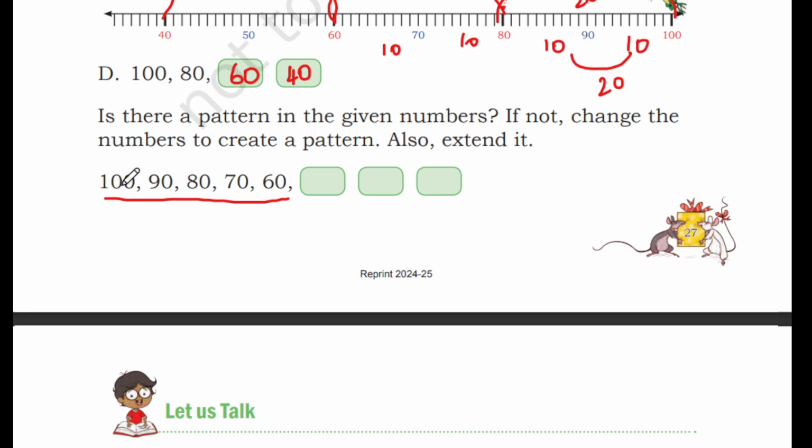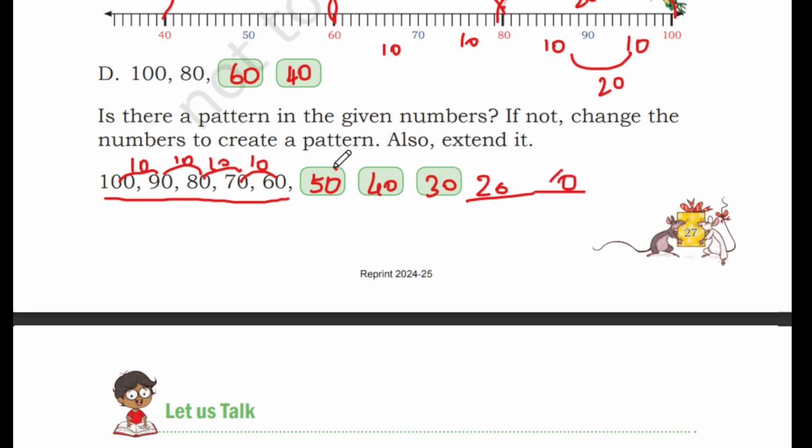So we have 100 to 90. So we have 10 numbers difference. From 90 to 80, we have a 10 numbers difference. Again 80 to 70, we have a 10 numbers difference. So 70 to 60, again we have 10 numbers difference. So 50, 40, 30. So if you want to extend, we can write 20 and 10.